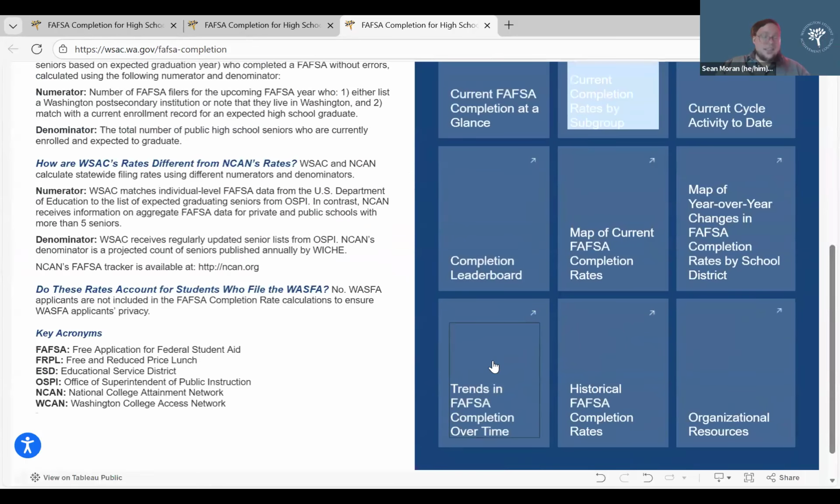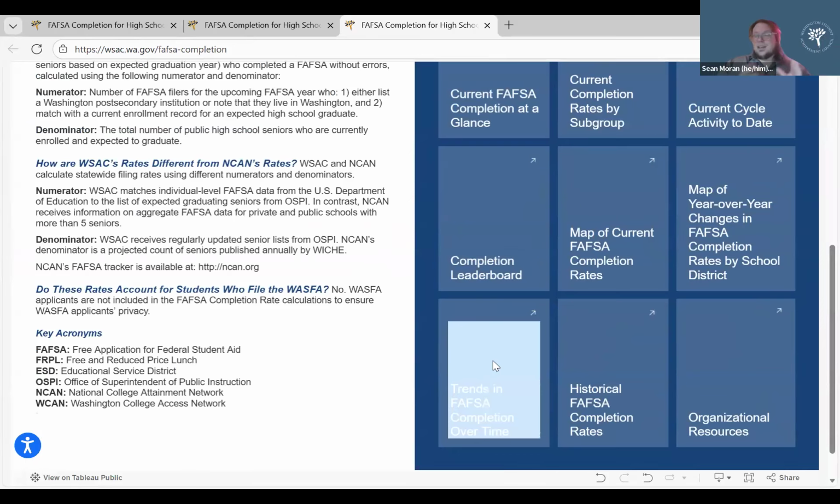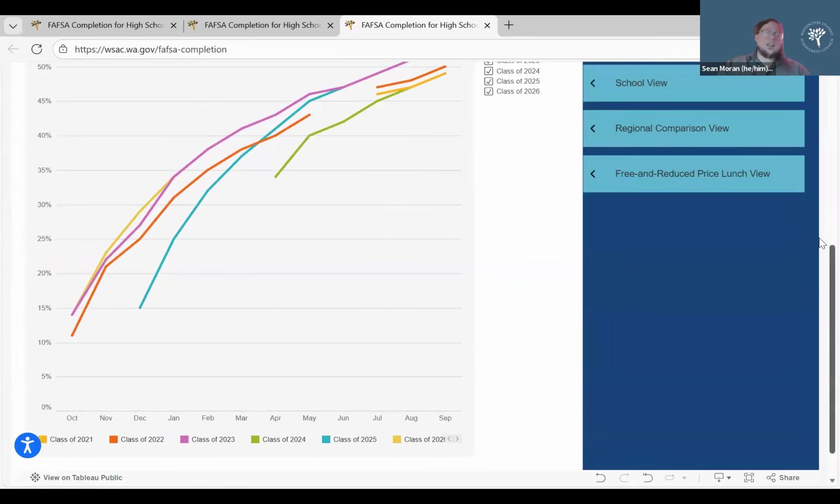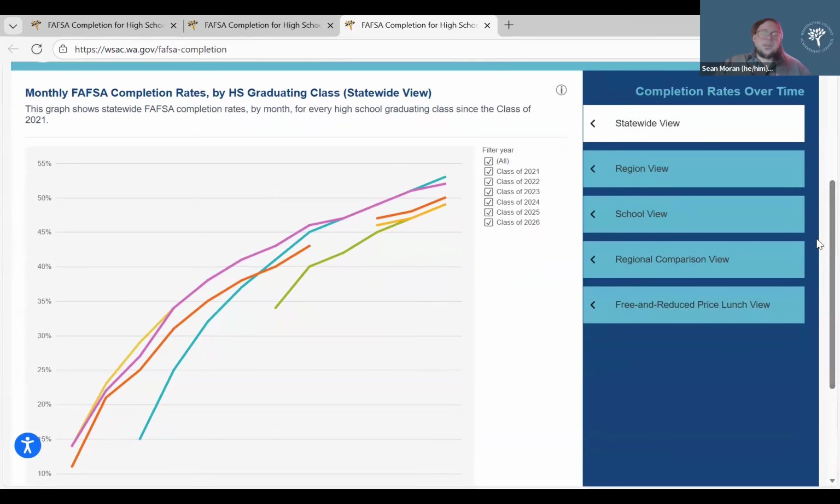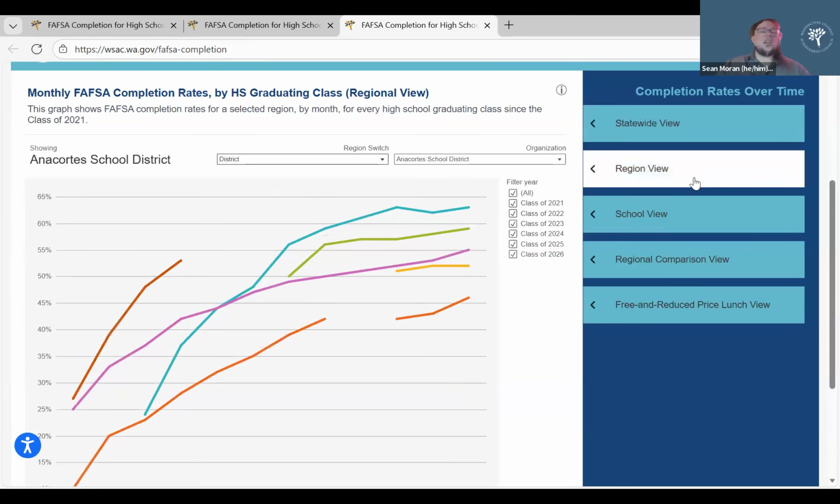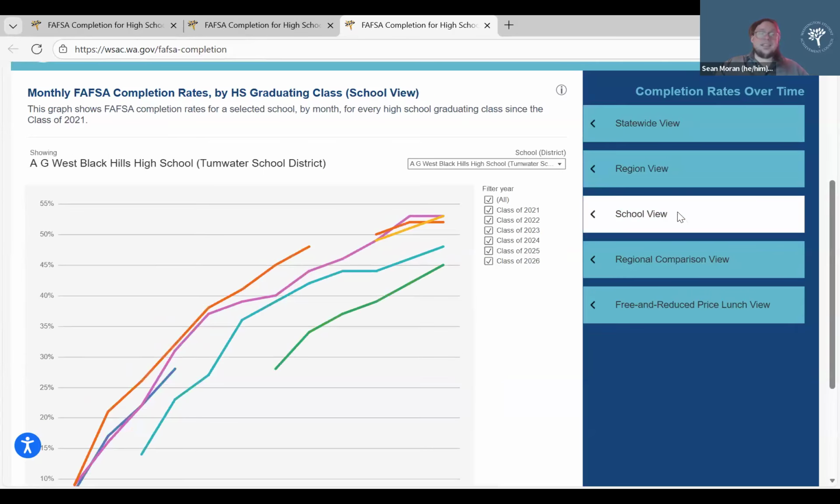And then one of the other things I want to talk about is checking about trends in history each year. So this is actually something that is kind of exciting because it has been expanded. So you can look at statewide levels. You can look at different regions, including districts, ESDs. You can look at school view. And then you can also do comparisons. And so this you can use to look up different rates across the full year.